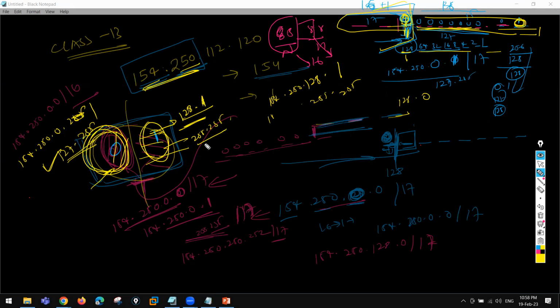Okay, now I got your question. For the bigger size, you can say the broadcast address is 154.250.255.255. Correct? For my plot or my house. But for this room also, the broadcast address is 250.255.255. Correct? That is what you're saying, right?